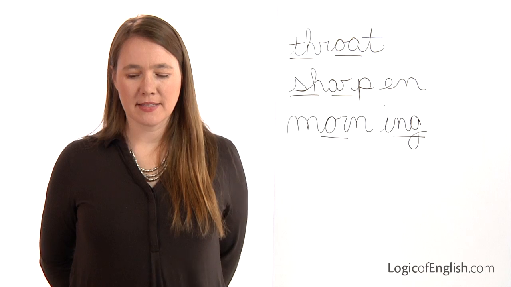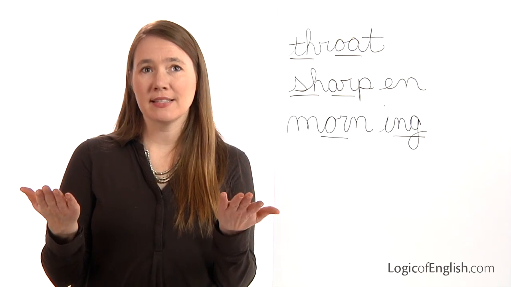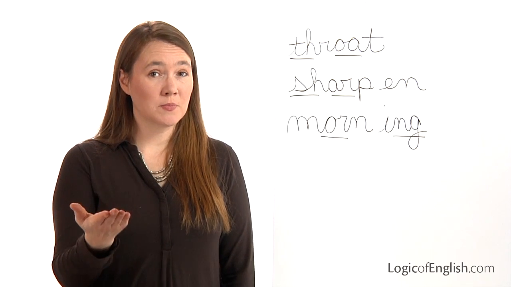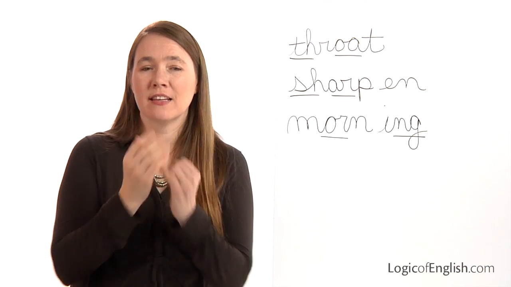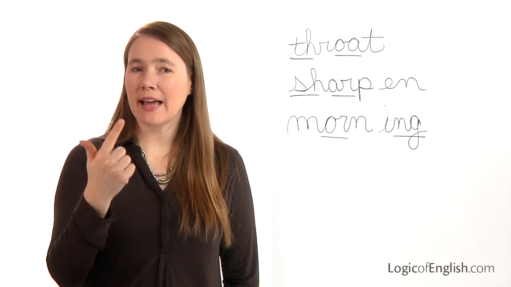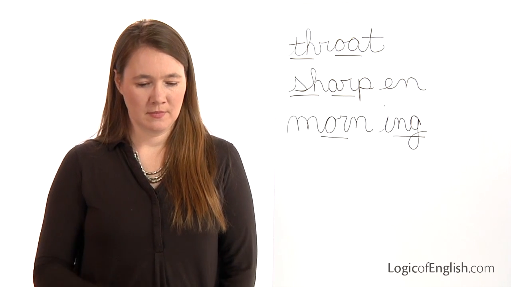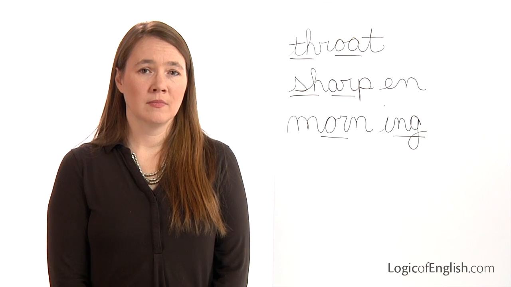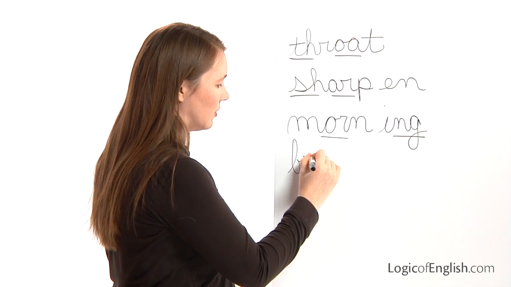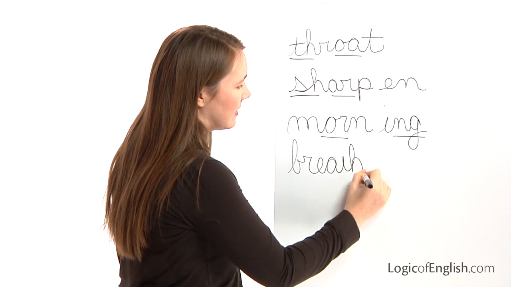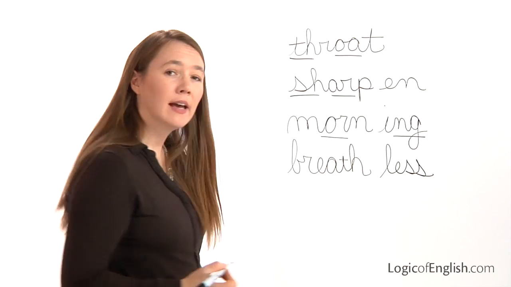The next word is breathless. After running up the stairs, she felt breathless. How many syllables in breathless? 2. The first syllable is breath. B, E. This is an E-A. Second syllable is less. L, E, S, S. Go ahead and write breathless. And now help me to write it. The first syllable is breath. B, E. The second syllable is less. L, E, S, S. And how will we mark it?